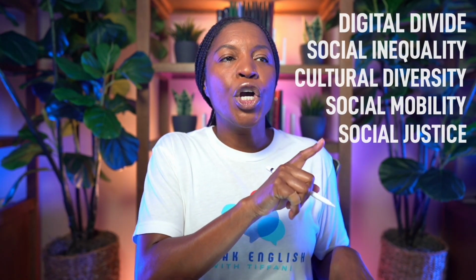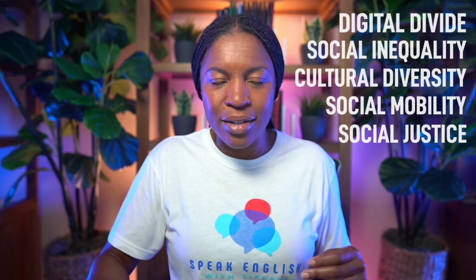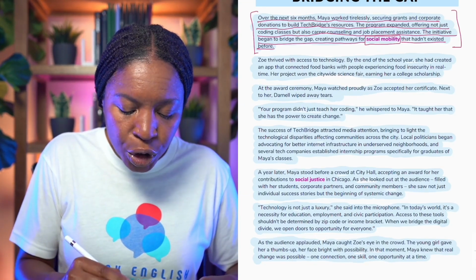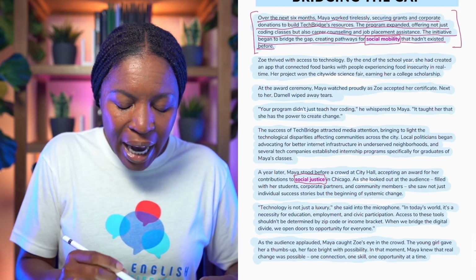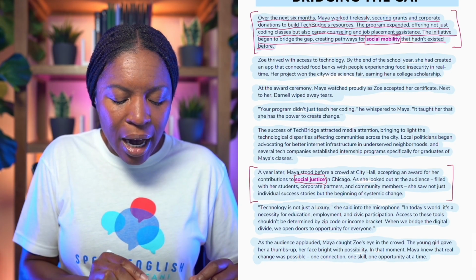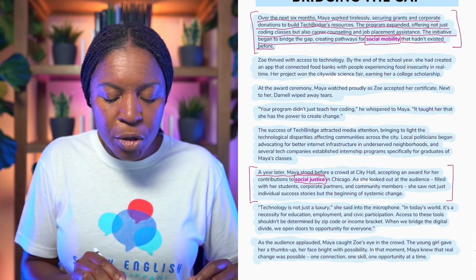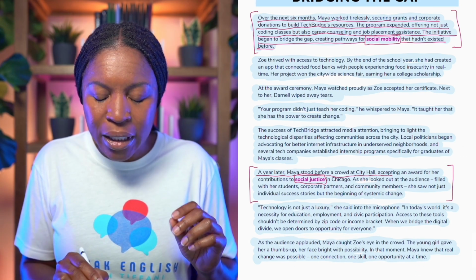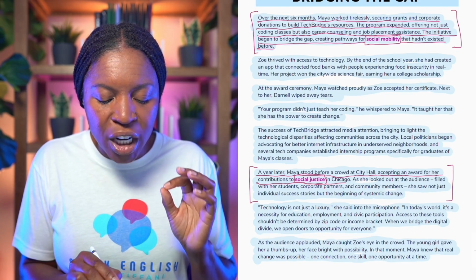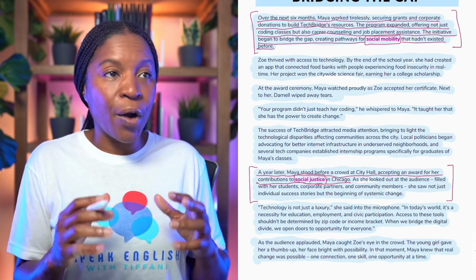The term is social justice. Social justice. And this term was used towards the end of our story. Social justice. And the sentence that we found this term in was, a year later, Maya stood before a crowd at City Hall accepting an award for her contributions to social justice in Chicago. Now we need to figure out, what does this term actually mean?